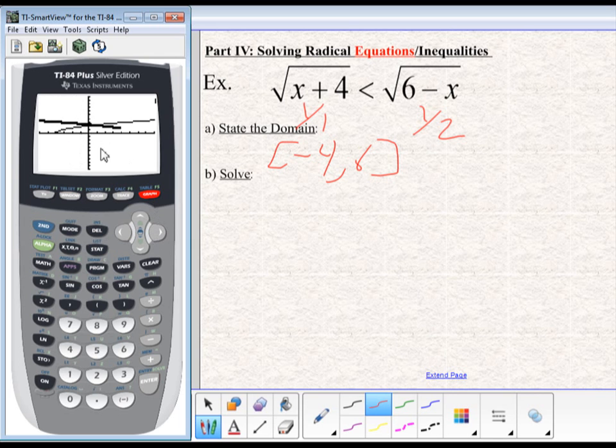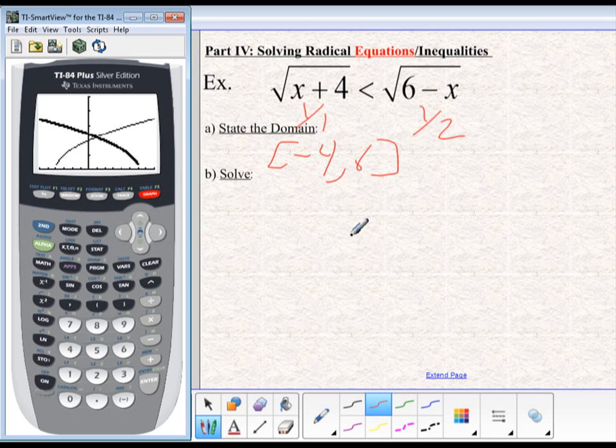Notice that my y values, there's nothing below the x-axis. So let me change my y minimum, set that to 0 because I don't need to see any of those negatives, and maybe knock this down to like 5 so I can get a really good picture of what's going on here. So see, now I can really see what's going on.